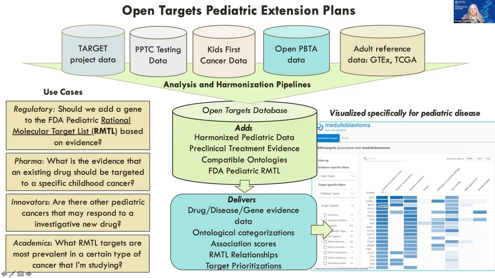Our use cases, and I've left several out of here, include regulatory: should the gene be added to the RMTL list? Should it be something that calls attention to developers or people doing research? For pharma: what is the evidence that something should be targeted? And for innovators, if you're in a new small company with a new drug for a particular target, is there a pediatric indication for that? And in academics, of course, there are all kinds of uses for this kind of platform, both for understanding a target you're working on and what other people have done on it.